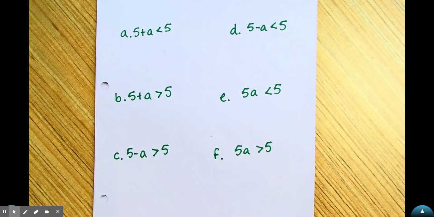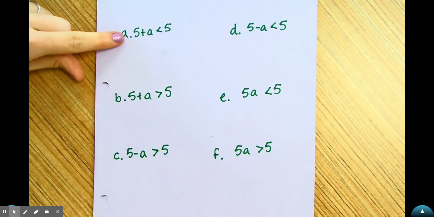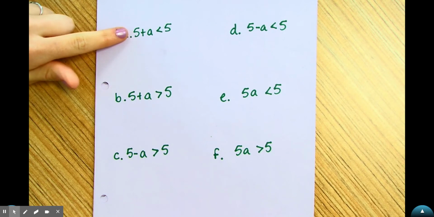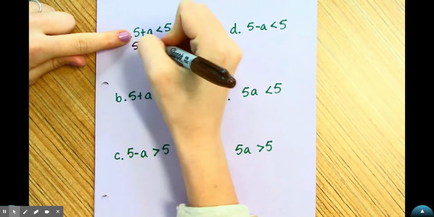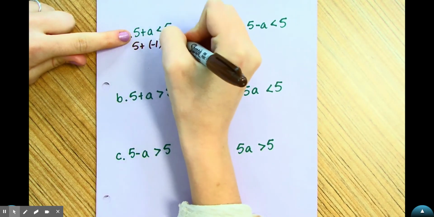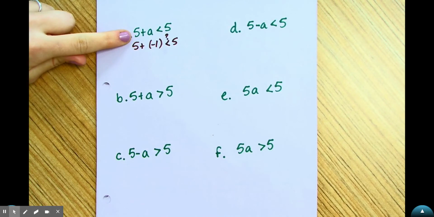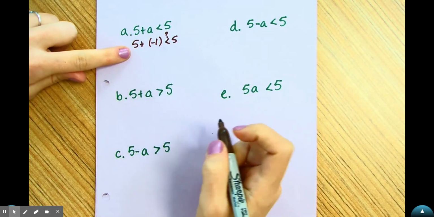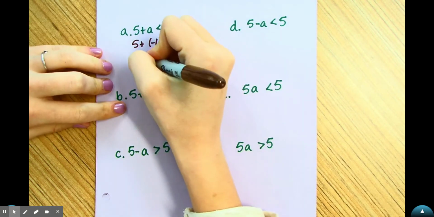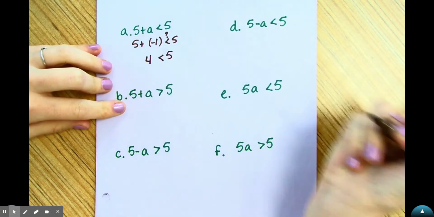If a is a negative integer, which means it's a negative whole number, then which of the following statements are true? Which of the number sentences are true? So if a is negative, let's think of it as -1. If a is -1, then we have 5 plus -1, and we're trying to determine if that is less than 5. Is 5 plus -1 less than 5? It is, because this side becomes 4, and 4 is less than 5.